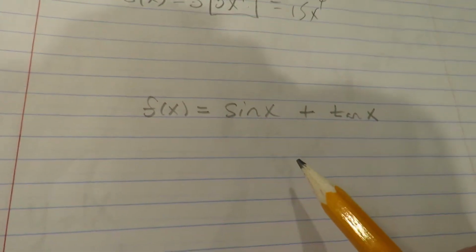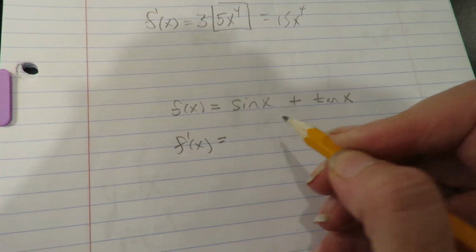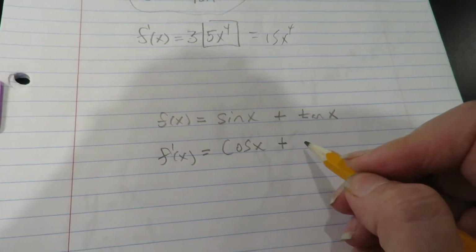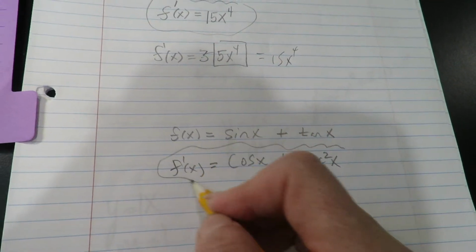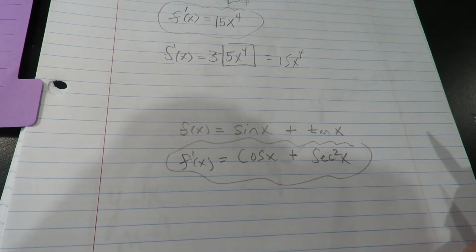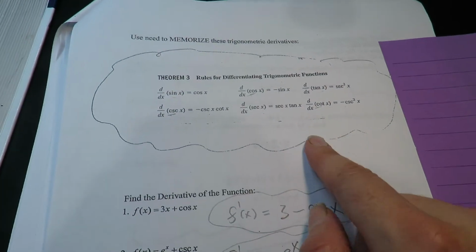So let me just give you a third one. Let's try this one here. So the derivative of this. So derivative of sine is cos. And derivative of tangent is secant squared. So that would be the derivative of the f function. Okay, gang, I am going to come back with another video after this, but please memorize this.